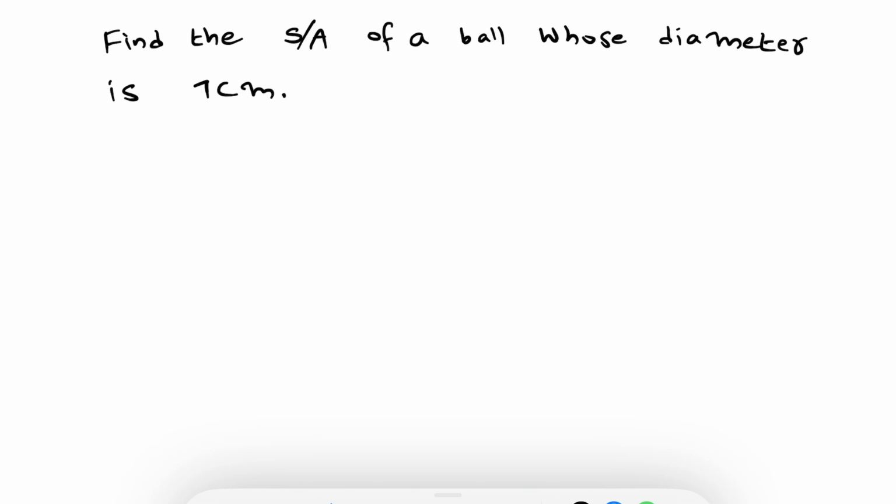Find the surface area of a ball whose diameter is 7 centimeters. Here he is speaking about the ball. So the ball is in the shape of a sphere. We need to find the sphere's surface area. So sphere curved surface area as well as total surface area are both the same.